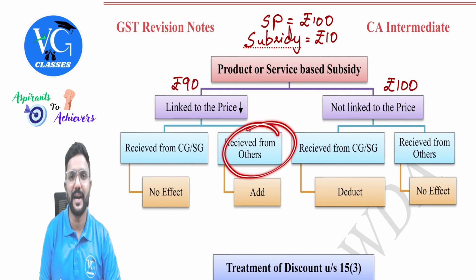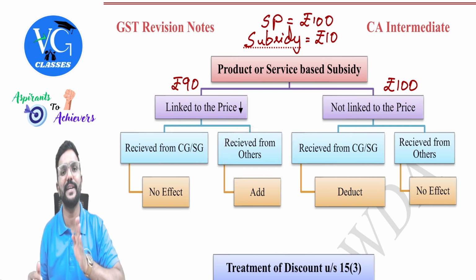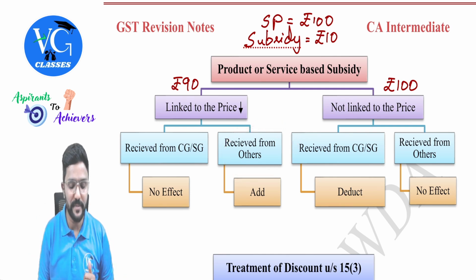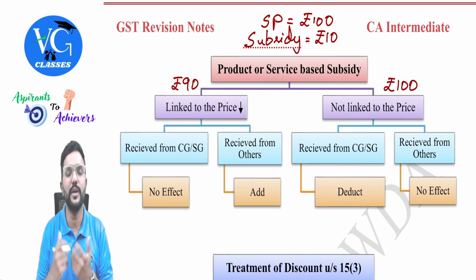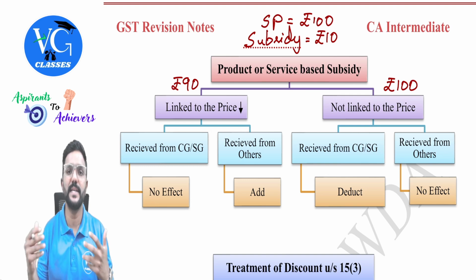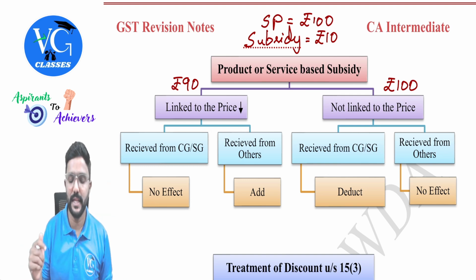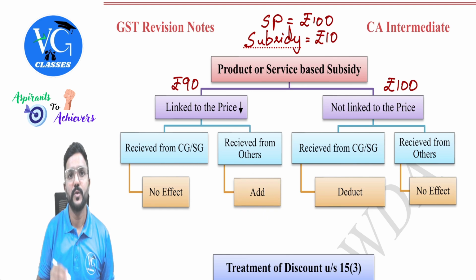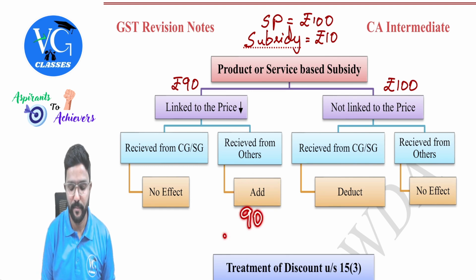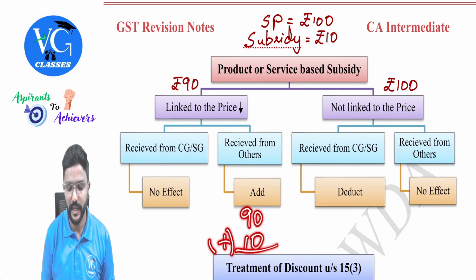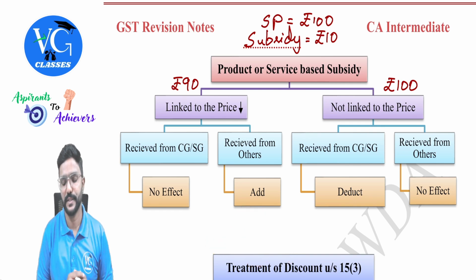Sir, what if it is received from others? Others in the sense, other than the central government or state government. Assume the subsidy is given by a company out of their CSR fund, or the subsidy is given by Infosys Foundation. In that case, we need to add it. So what would be the value of supply? Price plus subsidy. So totally it is 100. Got it? Yes, sir. Fine.